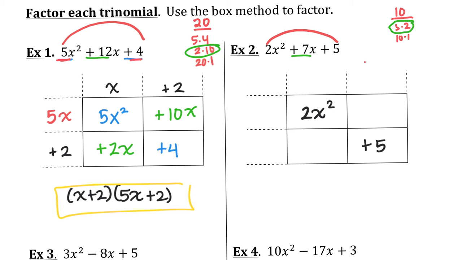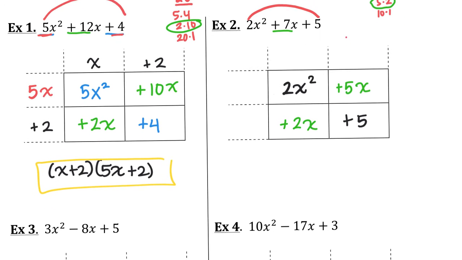But because I want this to add up to 7x and I'm putting it in the boxes, I'm going to put 5x and 2x in the boxes. And it does not matter which one goes where. Positive 5x, positive 2x. Our final answer will be the same no matter how I set it up. Okay, now I need to figure out what goes here on each side.